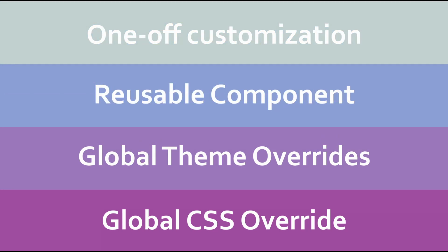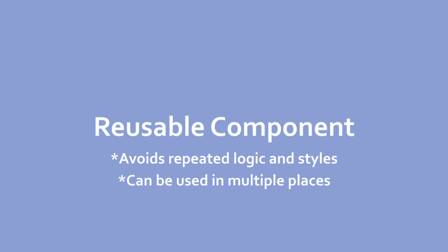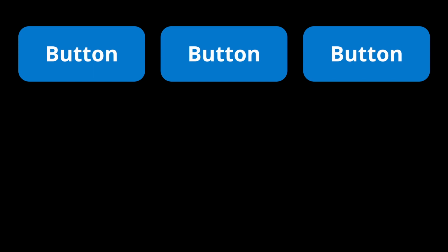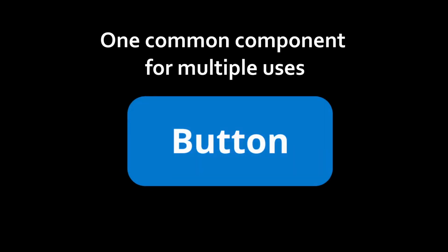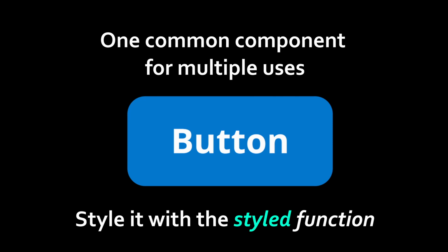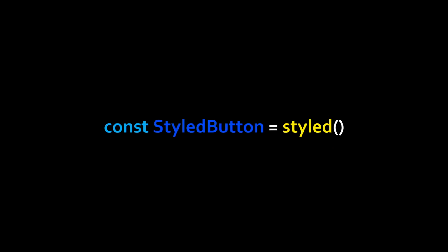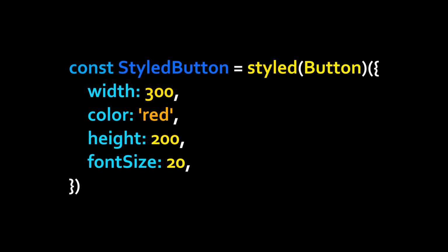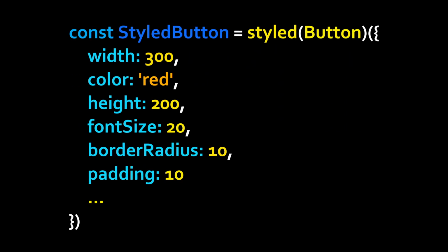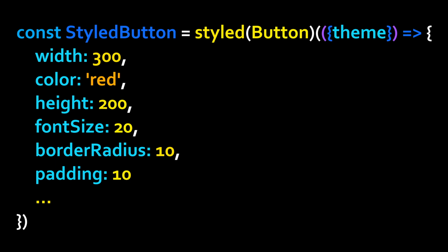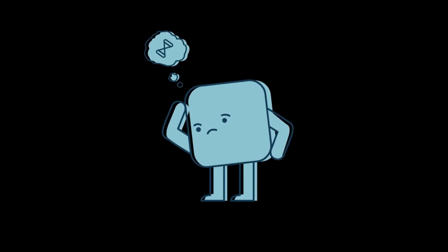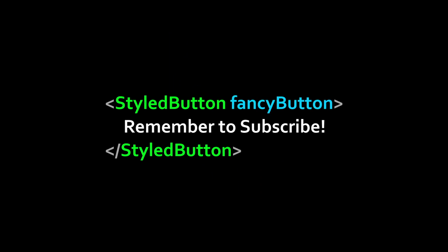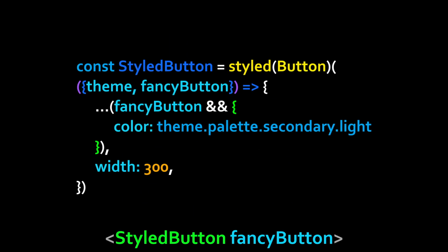Now we'll jump to reusable components. If you find yourself using the same props and styles on the same component multiple times, then it might be a great idea to abstract this into its own separate component with the styled function importing from Material UI. Just pass down the component to the function and style it as your heart desires. If you need properties from the theme, then you can pass a callback function to access the theme. If you also need to add some logic to your component, you can just pass in the property into that component and use it as a parameter in your style function.